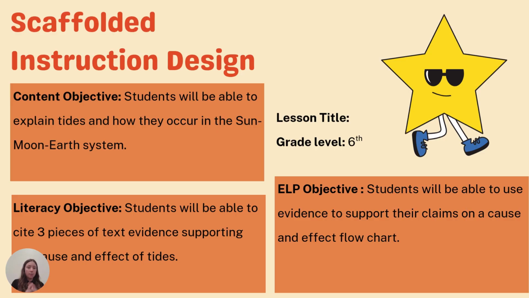Here are the objectives. Students will be able to explain tides and how they occur in the system. This would be like a day 1 or 2 content objective out of a unit. Literacy objective: students will be able to cite 3 pieces of text evidence supporting the cause and effect of tides. And then the language objective is students will be able to use evidence to support their claims on a cause and effect flowchart. That objective is in the ELP standards, actually. This is one objective within that standard that I showed in the previous slide.